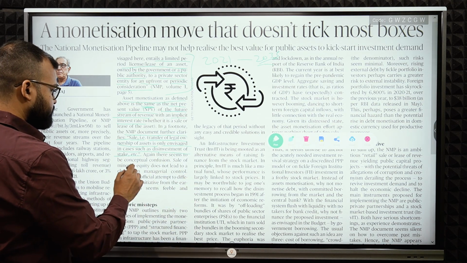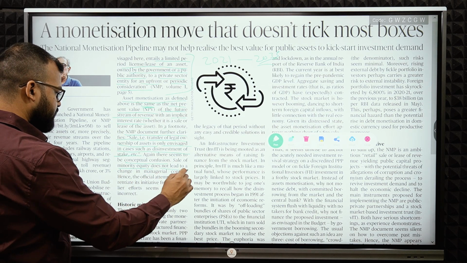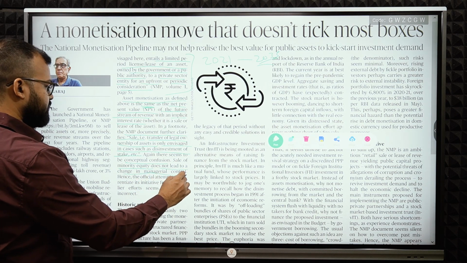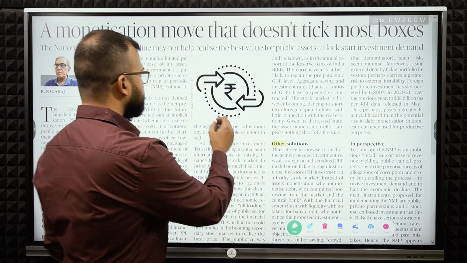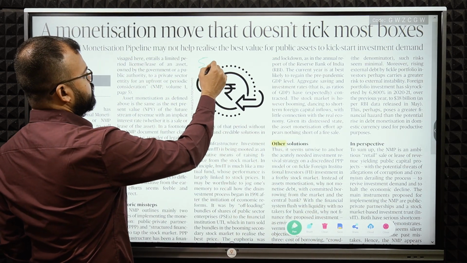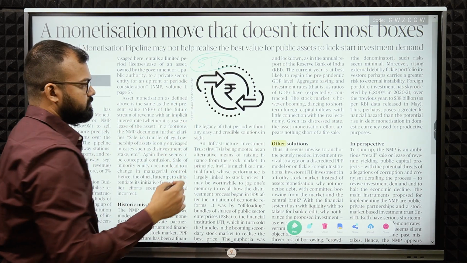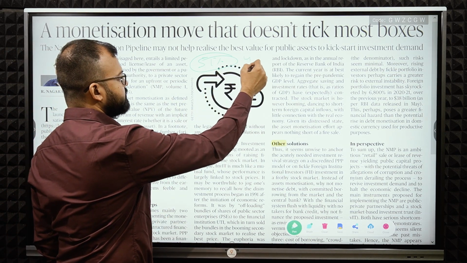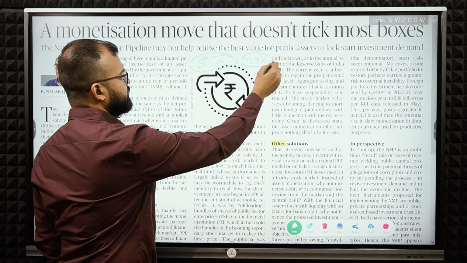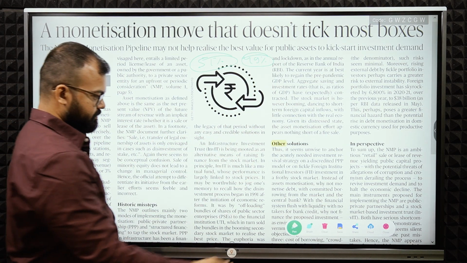Again, there seems to be conceptual confusion. Sale of minority equity does not lead to a change in managerial control. It's a very simple basic concept. If you own 51% of any entity, it means you are the owner. You can take decisions. But if you sell minority shares, it means among that 49% you can sell anything. That will not impact the ownership.